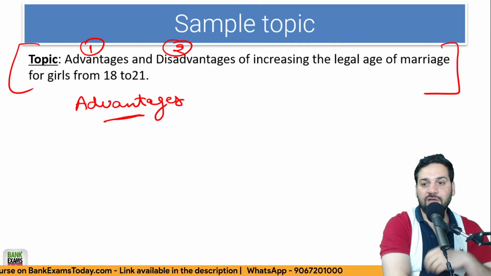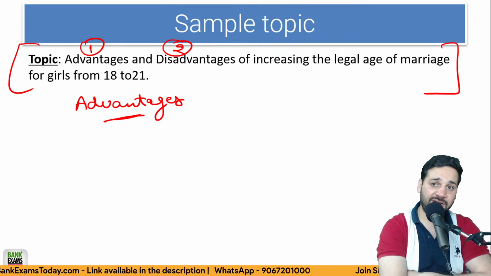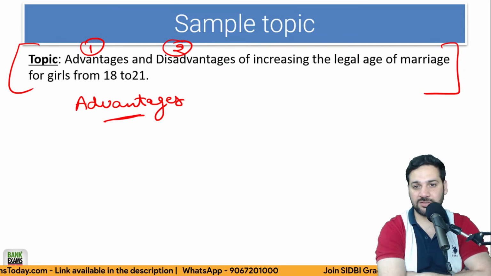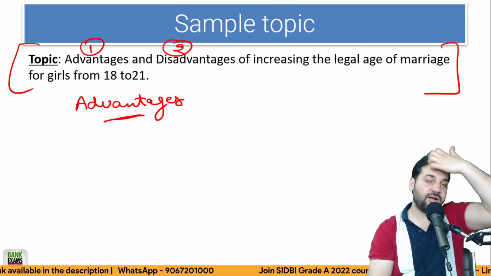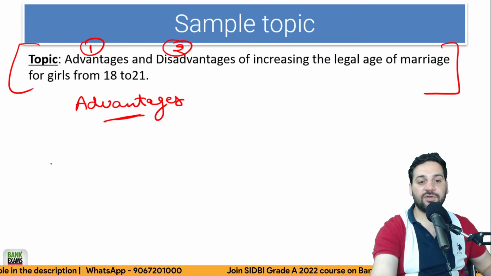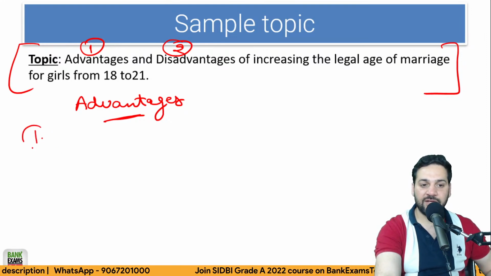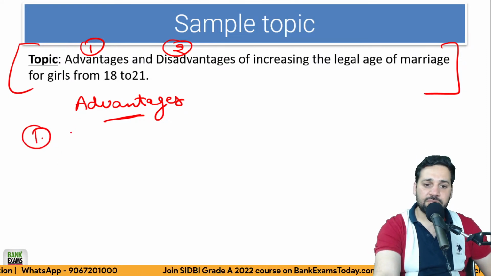Buddy, the legal age of marriage has been increased from 18 to 21. What do you think about this? Now, give me your opinion, just as a friend. The first thing that comes to my mind is literacy, higher education.